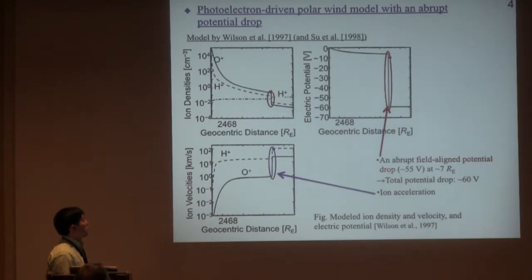Theoretical models developed by Wilson et al. and Su et al. indicate that there is an abrupt field line potential drop at about 7 RE. This is ion density, this is ion velocities, and this is electric potential. This is 2 RE, and this is 4, and this is 6, and this is 8 RE. So it is about 7 RE. And the total potential drop was about 60 eV, 60 volts. And ions are accelerated at the potential drop.